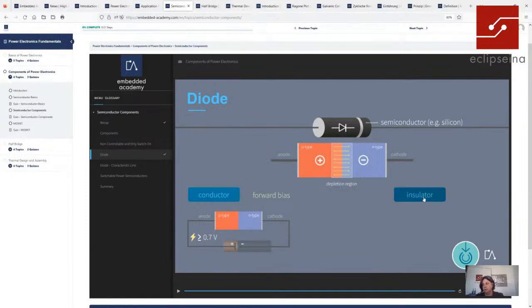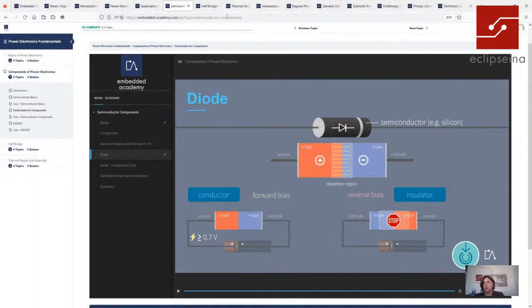And we also look at the insulator. This is called reverse bias. Here the negative side of the source is connected to the anode and the positive side to the cathode. This makes the barrier even larger and no current can flow.